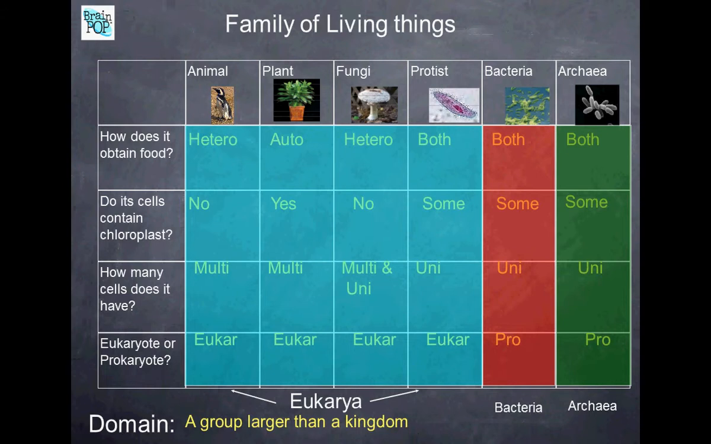Why would bacteria and archaea be separate domains? Because when scientists looked at their DNA, they found that archaea was originally in with bacteria. Then as scientists further studied them, they found they're not as closely related as we thought, so they split them up into two separate domains. And so this is the system we have, three domains.